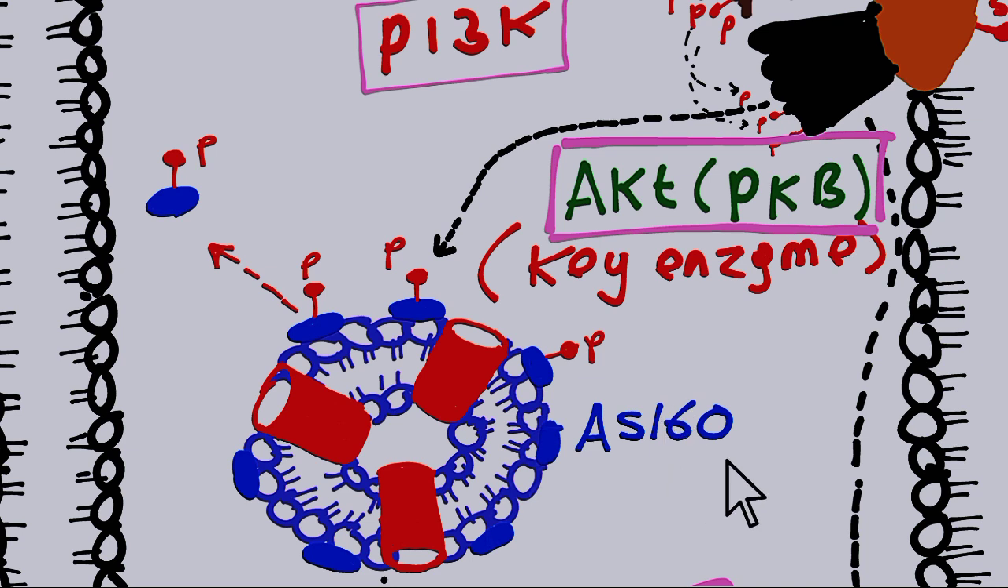Now 160 kDa is simply telling us the weight of this protein. So the weight of this protein is 160 kDa. This protein, which is AS160, is the one that binds the vesicle surrounding it. Now, when it binds this vesicle, what does it do? It prevents this vesicle from moving and going to bind to the cell membrane.